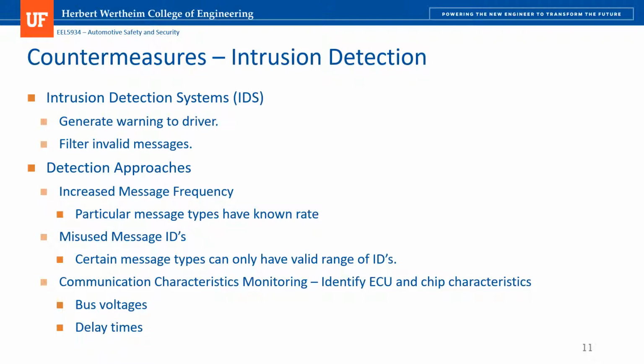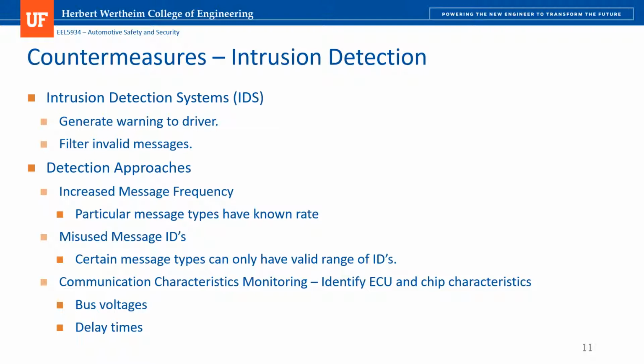Some of the detection approaches for intrusion detection would be monitoring the message frequency. So it's a known rate for particular messages on this CAN bus. So if there is an increased number of those messages, that would give way to a potential intrusion occurrence. Misuse of message IDs, obviously if they're using message IDs that are not valid, that's something that's going to involve some sort of a potential hack, so that would also be a way of detecting an intrusion.